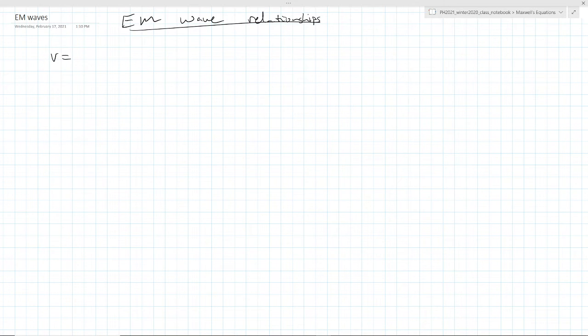So the speed of these waves was given by 1 over the square root of epsilon naught mu naught. And it's pretty neat that when you put the numbers in, you find that this is equal to 3 times 10 to the 8th meters per second, and this is the speed of light.